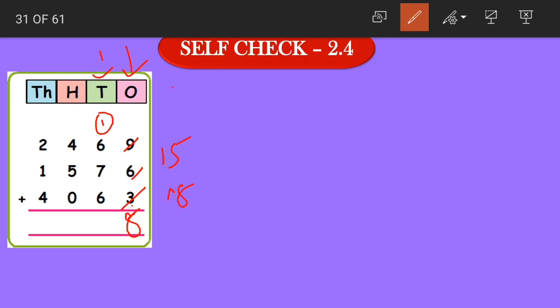In the tens place we have 1 plus 6 becomes 7. 7 plus 7 becomes 14. 14 plus 6 becomes 20. 0 here and 2 carried. In the hundreds place we have 2 plus 4, 6. 6 plus 5, 11. 11 plus 0, 11. So the digit in ones place will be written here and the digit in tens place will be carried. Moving to the thousands place, 1 plus 2 becomes 3, 3 plus 1 becomes 4, 4 plus 4 becomes 8.